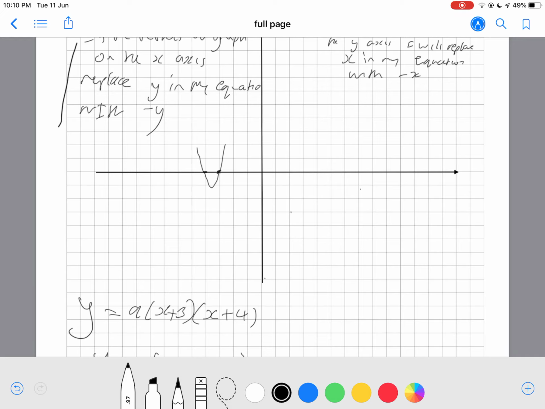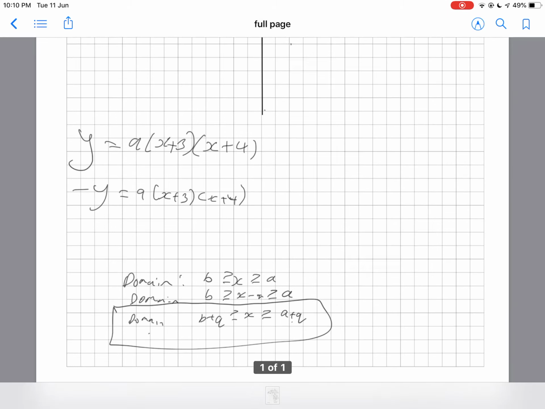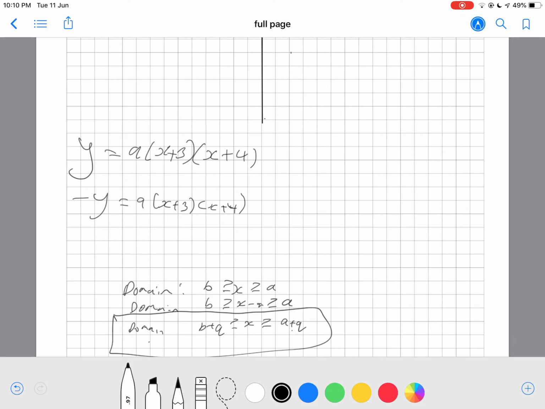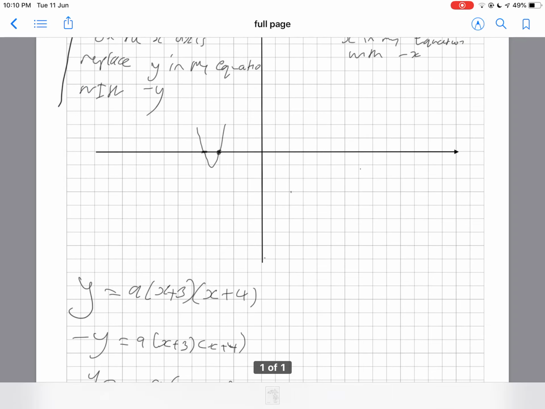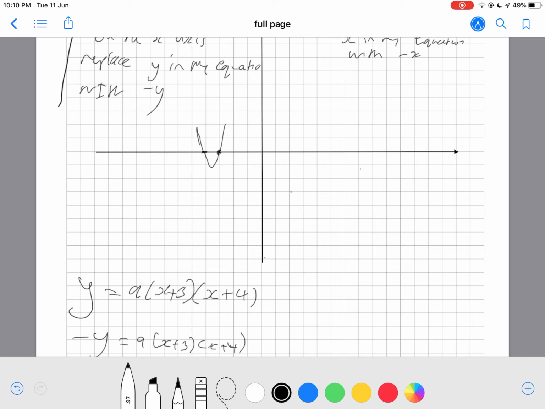Okay, if we were to reflect it in the x-axis, that means the x-intercepts will still be at these two points. So it'll still be x plus 3, x plus 4. You don't actually change that when you move the negative y. So all that changes is y equals negative a(x plus 3)(x plus 4). Because the original, positive parabola, when you reflect it, is going to become something like this. It'll become the negative parabola. Sorry, it looks more like this.